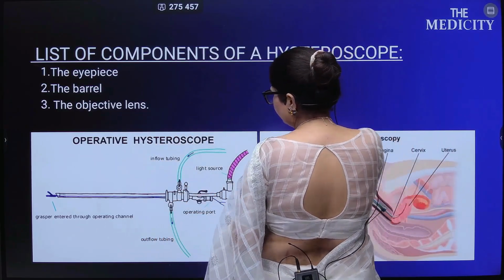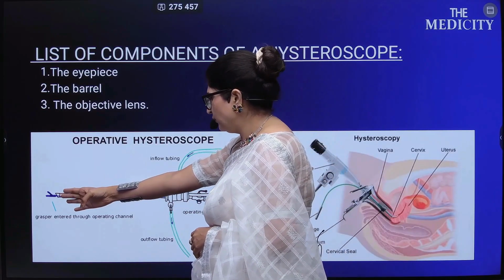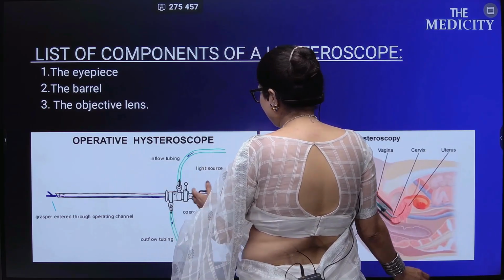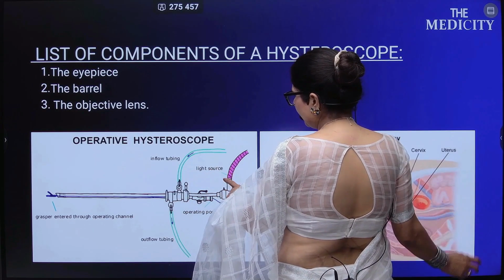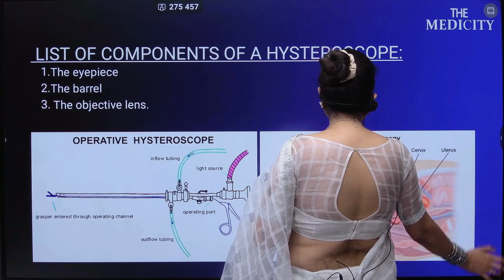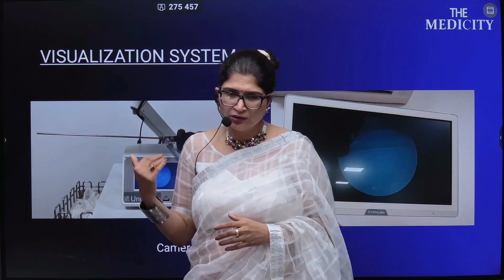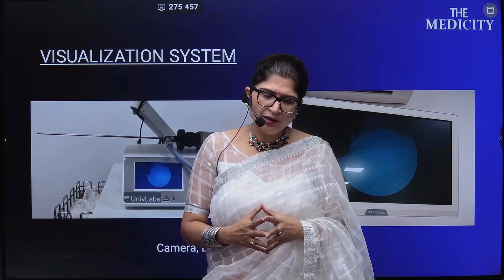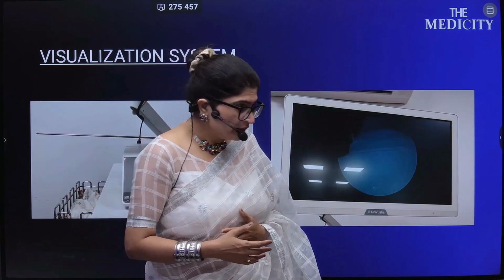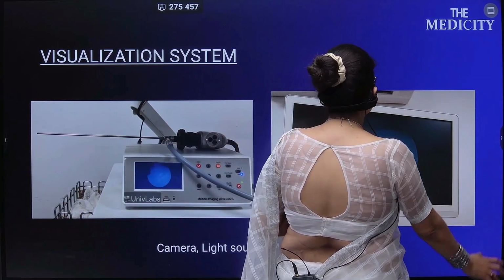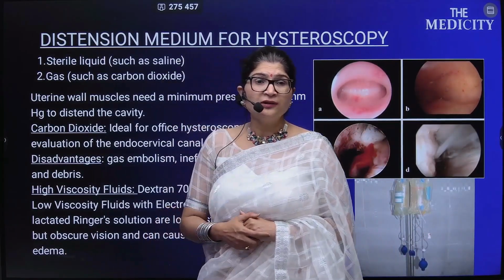As you can see here in the picture, this is the inner sheath, which can be used for any instrument. Here I have shown a grasper which has entered. There is an inflow tubing, an outflow tubing, an operating point, and the light source. These are the major parts. Now this is the visualization system you can see on the screen, which again comprises a camera, light source, and the monitor. The monitor is where the pictures are reflected, and it supports your hand-eye coordination. You can see the pictures on the screen and do the surgical interventions, whatever you want to see is displayed on the screen.